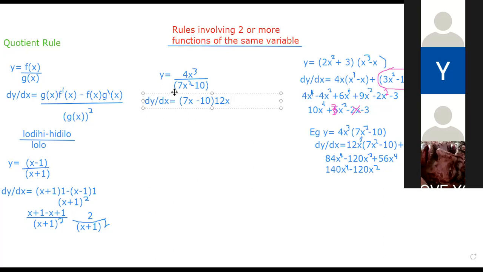Then minus, maintain the higher, which is 4x cubed. Differentiate the lower. When you differentiate the lower, you get 14x, all over the lower one squared, so 7x squared minus 10 squared. So here is 7x squared minus 10, 12x squared, 4x cubed, 14x, 7x squared minus 10 squared.